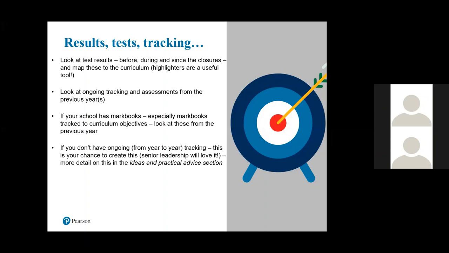And when we're looking at those test results, before, during, since the closures, they really do need to be mapped to the curriculum, because there's a limit to what a raw number can tell us. It might be able to give us an indicative grade for the future, but if we're using it as a tool to identify gaps, a simple number doesn't tell us much. We need to know which curriculum objectives it maps to.